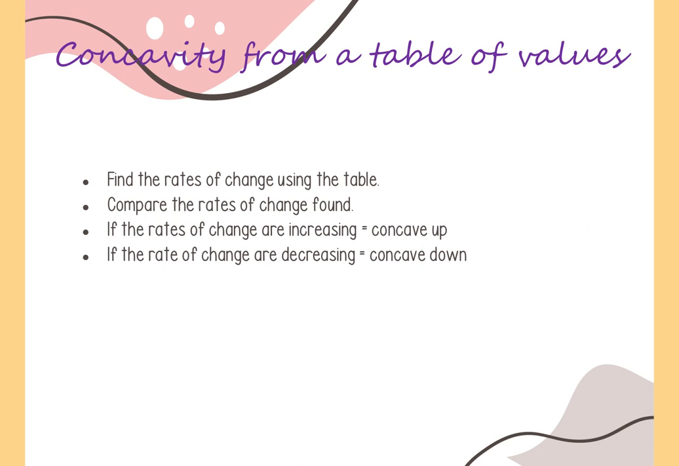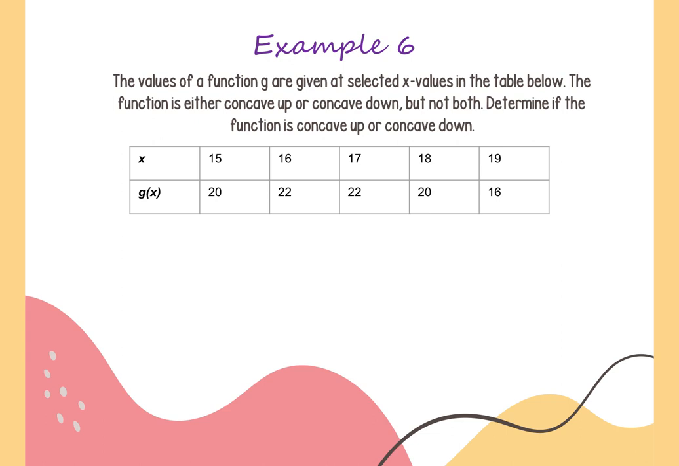So we'll get a table. It will look something like this. It's going to say the values of the function are given at selected x values in the table below. The function is either concave up or concave down, but not both. That would be confusing. Then it would have to give you a range. It would have to say from this interval to this interval. Okay, this one's straight across the board.